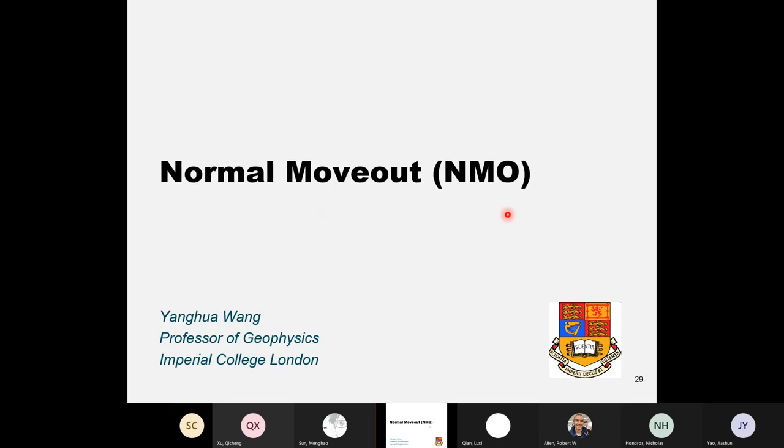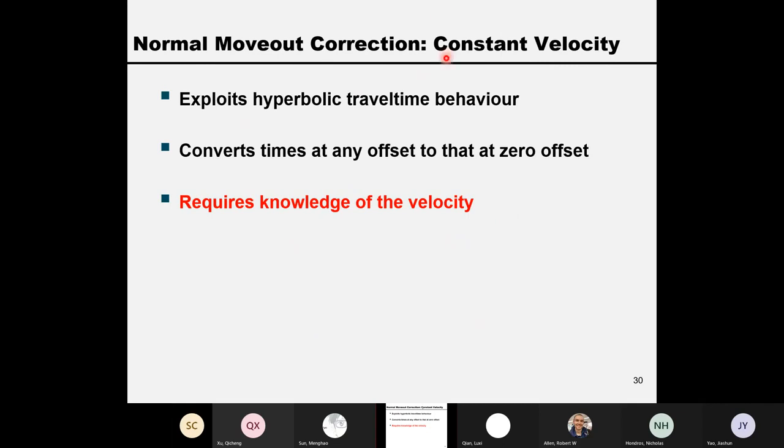So now we just try to explore this hyperbolic feature for our stacking analysis, stacking processing. That's the logic here. If we know the layer velocity within that layer is constant, we can use that moveout, we call the normal moveout, to correct your CMP gathers and to generate what you want, right? So we explore hyperbolic travel time behavior. You see that? Because theoretically, for constant velocity, you have a hyperbolic curve.